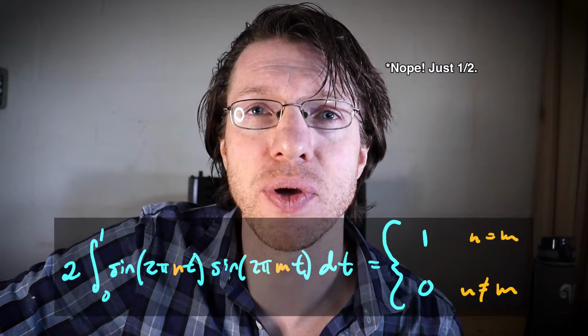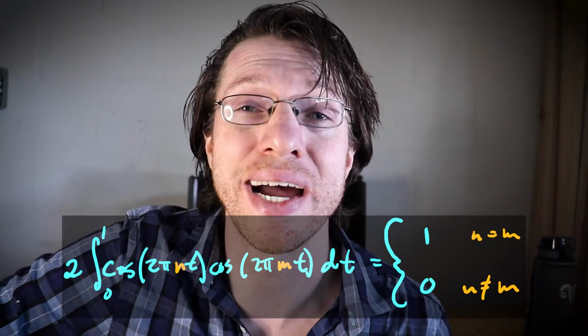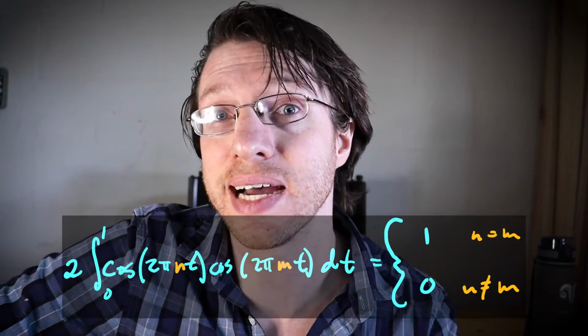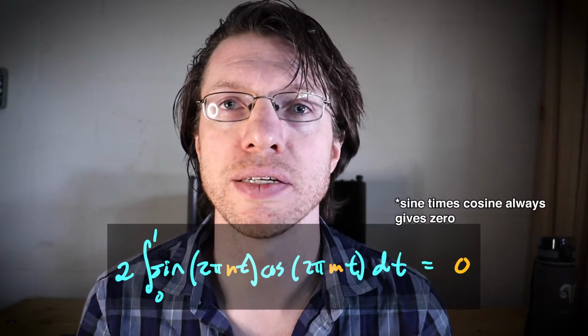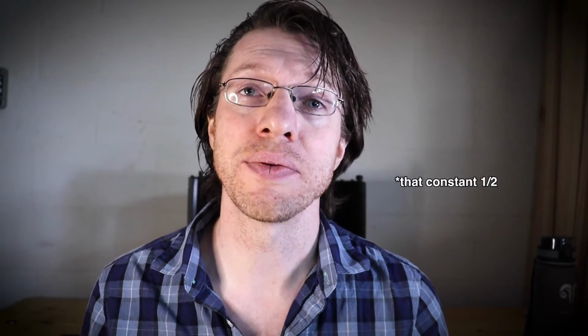Now, the same thing happens if you have cosine of 2 pi nt times cosine of 2 pi mt, and also sines times cosines, and all of these integrate to being 0 if n is not equal to m. So this concept is called orthogonality, and when we divide by that constant 2 pi, you ultimately end up getting what is called an orthonormal basis.